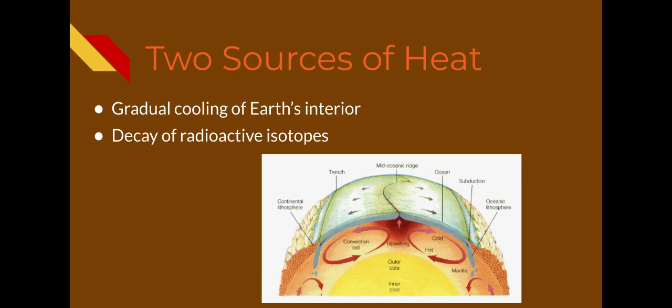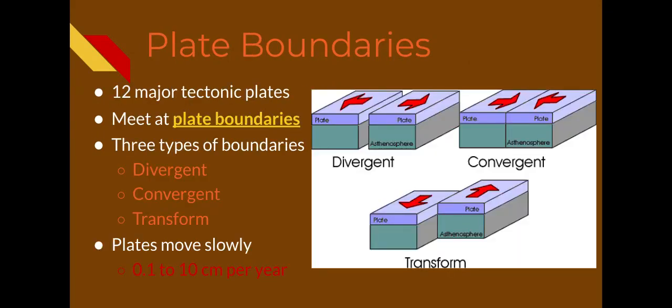Now, there are two sources of heat within our interior. One is the gradual cooling of Earth's interior. When Earth was formed, it was a hot, molten ball of magma. It's been slowly getting cooler over time, but it hasn't cooled off entirely, and that's because we have the decay of radioactive isotopes.